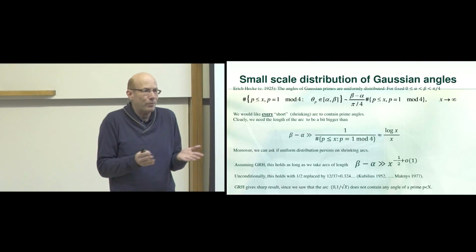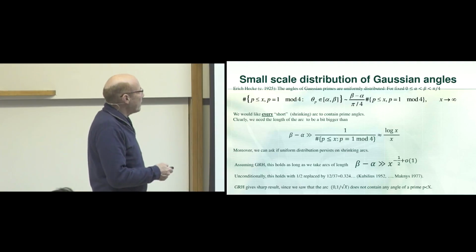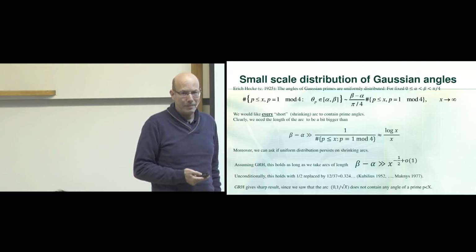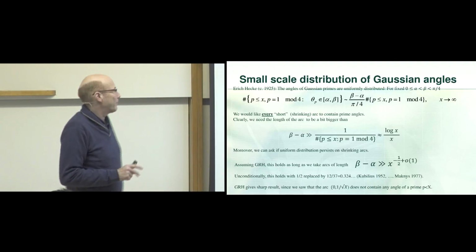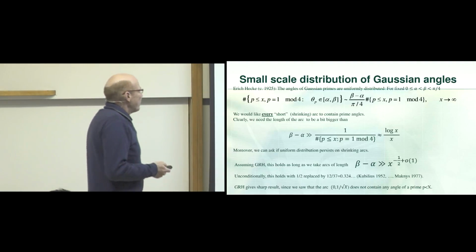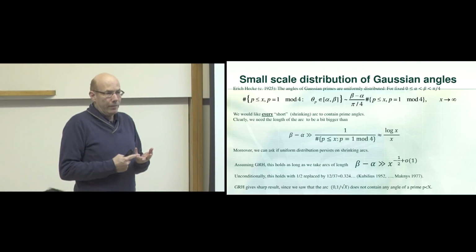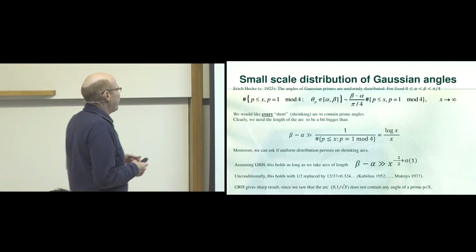If you take a very, very short arc, let's say shorter than 1 over 40,000, then typically it won't contain an angle. There's not enough angles to go around. So the question only makes sense if the arc is bigger than 1 over the number of primes that you're looking at. Anything else, you're just wasting your time. You're doing statistics for the zero function. And once you have slightly bigger arcs, you can ask, A, do they contain an angle? And B, if that's true, are the angles uniformly distributed in such short arcs?